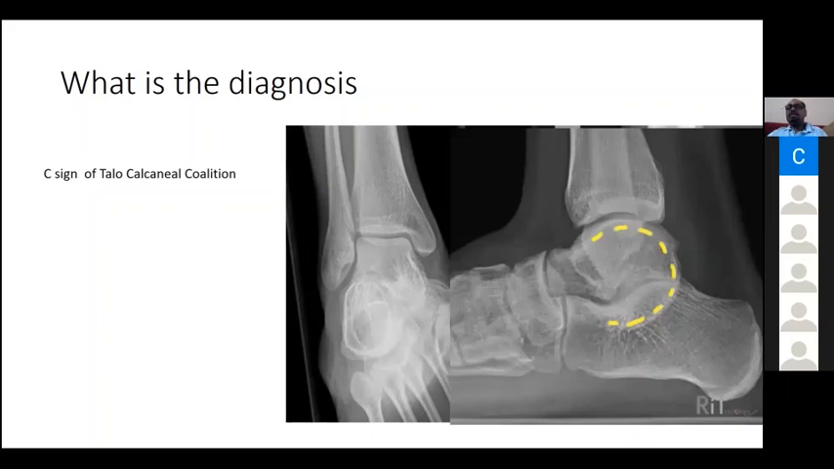So what are the different types of coalitions you know of? Partial coalition, general term. Calcaneonavicular and talocalcaneal. All right. Which is the commonest one? Calcaneonavicular is the commonest one.